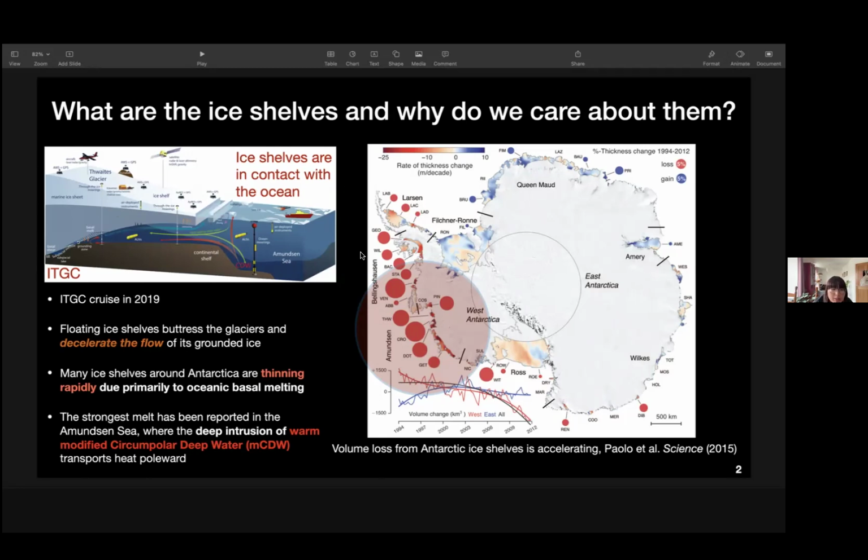And we care about the ice shelves because they are losing mass rapidly. This map is showing the rate of thickness change in Antarctica. With those parts, it is where the Amundsen Sea is. You can see those big red dots. They show that the ice shelves in the Amundsen Sea are losing mass rapidly.